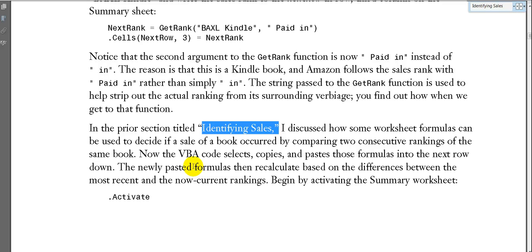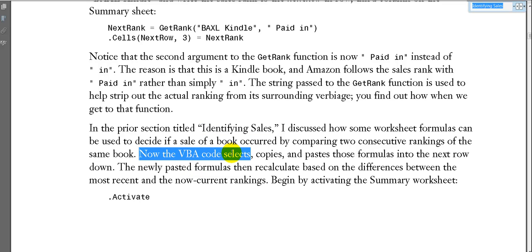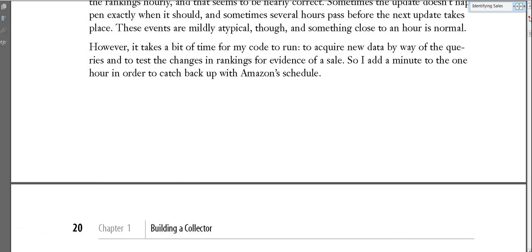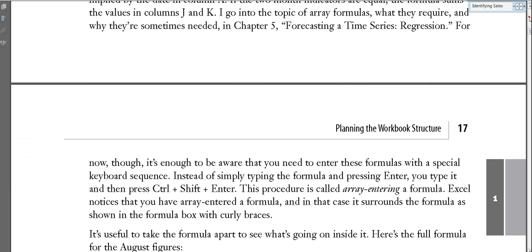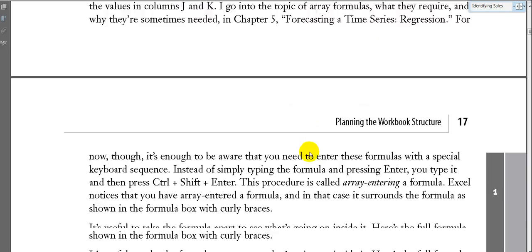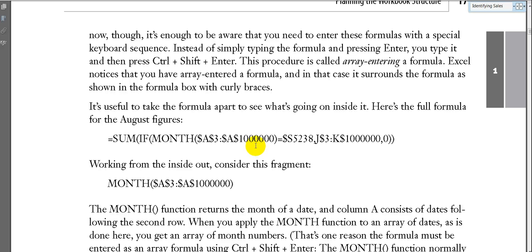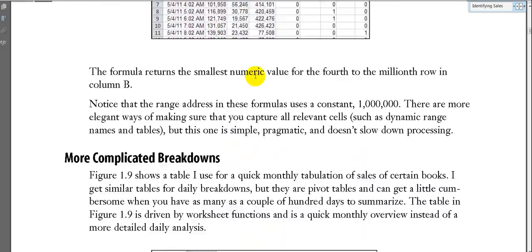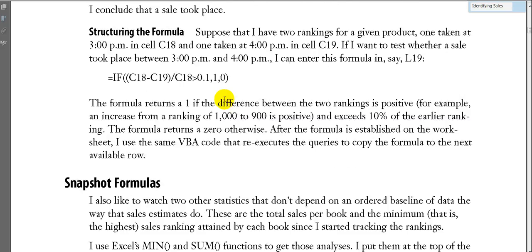Now the VBA code selects, copies, and pastes those formulas into the next row. Okay, so he wants to select, where is that? Here. So these have these formulas that we just talked about, or whatever it was. Is it? I forget. But no, this is not it. But anyway, these have these formulas, like I guess the one we were just looking at before. Well, not that one. Like this one, I guess.